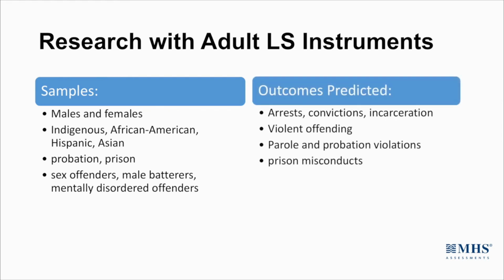In terms of prediction, there is data on predicting arrests, convictions, incarceration, even violent offending. In fact, when you look carefully at the research evidence, the LS instruments predict violent outcome as well as any specialized violence risk assessment scale. And of course, we have parole and probation violations and prison misconducts.